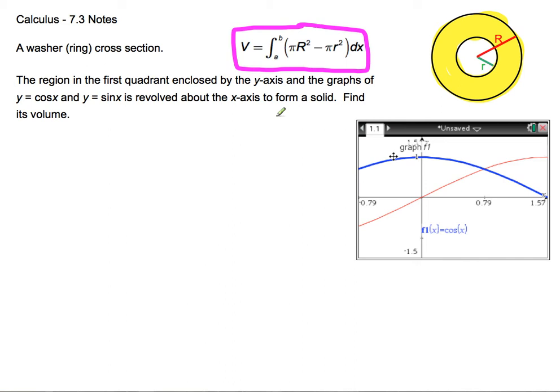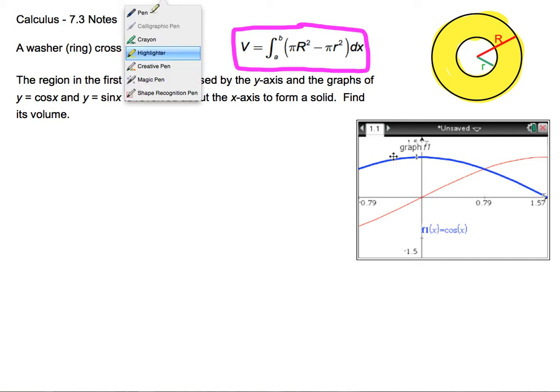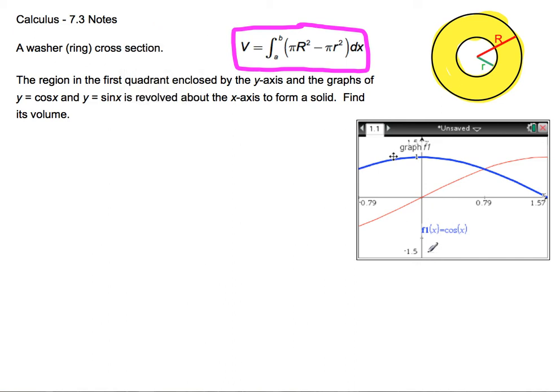We have to find the area of that cross section and the points that we're going to integrate from. And once we know those things, then we can get a graph. And once we've got that graph, then we can set our integral. And once we set our integral, we can use our calculator to do it by hand. So we're going to look at the region in the first quadrant enclosed by the y-axis, right here, the y-axis, and the graphs of y equals cosine x and y equals sine x. So we're looking at this area right here.